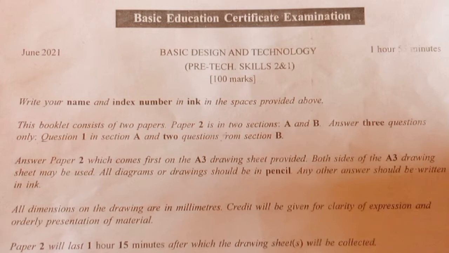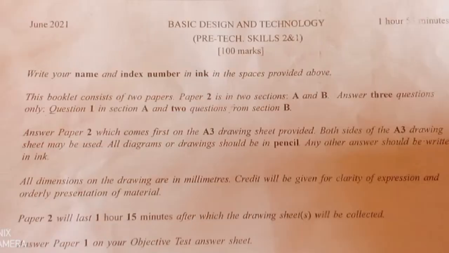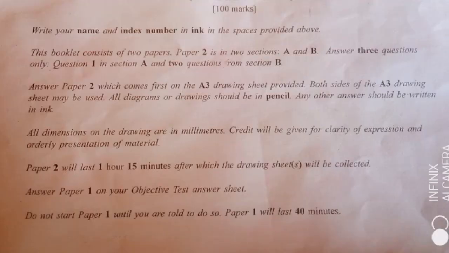All dimensions on the drawing are in millimeters. Credit will be given for clarity of expression in orderly presentation of material. Paper 2 will last 1 hour 15 minutes, after which the drawing sheet will be collected. Answer paper 1 on your objective test answer sheet. Do not start paper 1 until you are told to do so. Paper 1 will last 40 minutes.